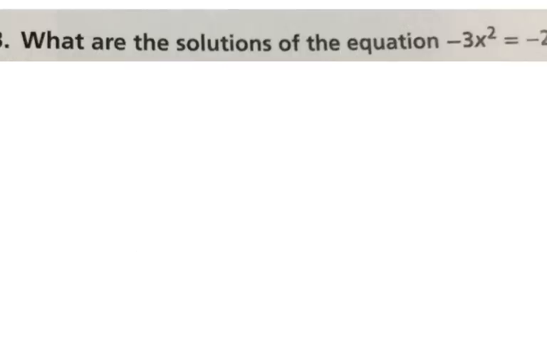What are the solutions of the equation negative 3x squared equals negative 24? Same process? Pretty much. So if I write the problem down, negative 3x squared equals negative 24. How many x's do I have? 1. So let's solve for it. Why is the x not by itself? It's being multiplied by negative 3, and it's being squared.